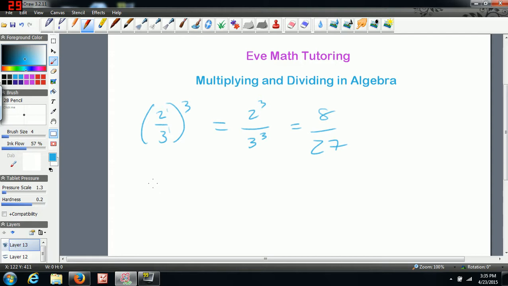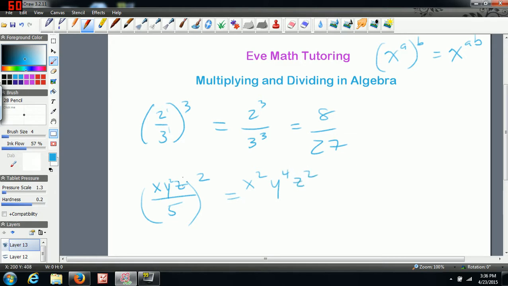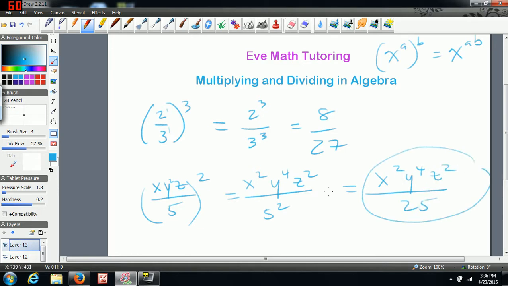Okay, so if I had x, y, z all over 5, and I had that to the power of, say, 2, and maybe this was raised to the 2, say. Now I would bring this 2 into everything. So it would become x to the 2, y to the, so these two would get multiplied. So I'm still following this rule here. So this would become y to the 4, and then z to the 2, because there's a 1 here. And then this 2 would still come to the bottom as well. So we get x to the 4, y to the 4, z to the 2, all over 25. So that would be this one here, simplified.